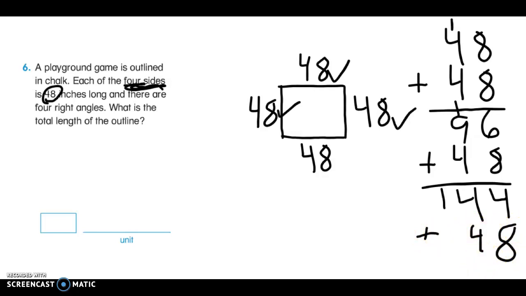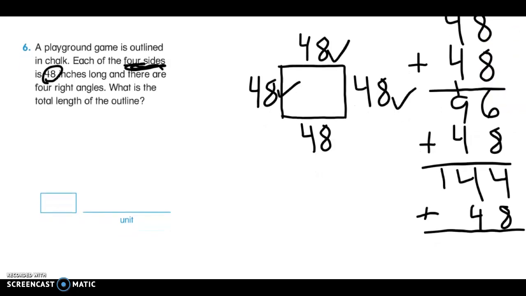Ooh, that's 8. It's kind of big. I'm going to make it a little smaller. Plus 48. So I do check. Got it. 4 plus 8 equals 12. 1 plus 4 is 5. Or I can do doubles. 4 plus 4 is 8. Plus 1 is 9. Then I just drop this one down. Drop. And I get 192.